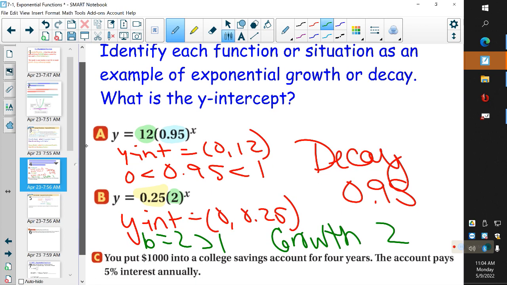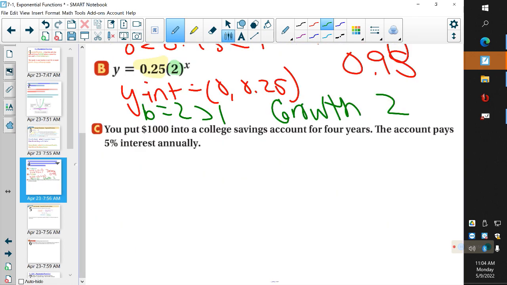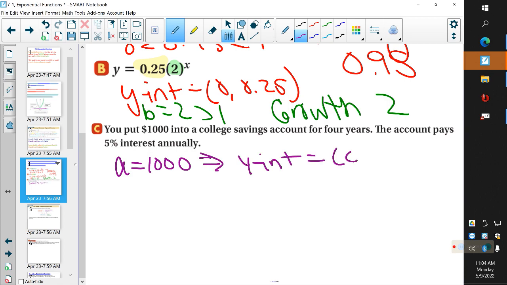Okay, now we are going to think about this one right here. You put $1,000 into a college savings. What does that stand for? A or B? A, it's your initial amount. So A is going to be $1,000, which means your Y-intercept is going to be the ordered pair (0, 1,000). Does everybody understand that, yes or no?